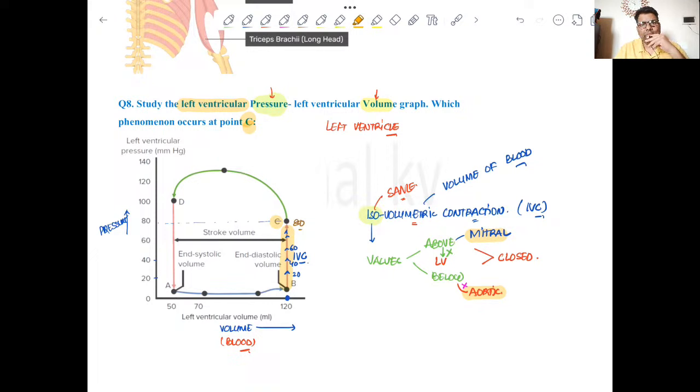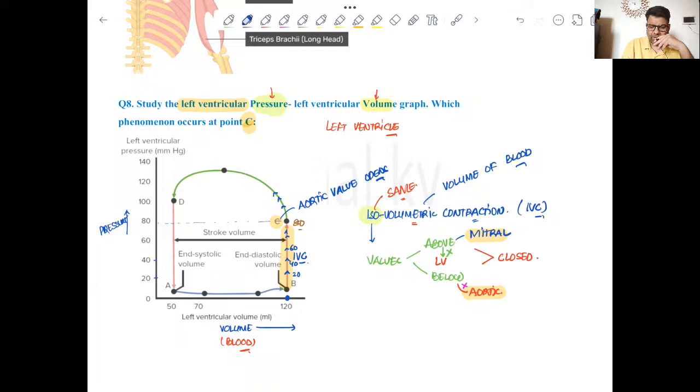A time will come when the pressure in the ventricle will be much more than that of the aorta, and therefore the aortic valve will open, right? So the aortic valve opens. And when the aortic valve opens, the ventricle will contract. It means pressure will continue to increase and it will push the blood into the aorta.